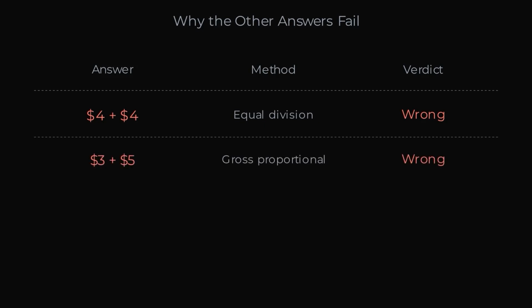3 plus 5. Gross proportional. Rewards total input, including fuel each person burned themselves. Both answers ask the wrong question. 1 plus 7. Net contribution. The only method that measures what each person actually gave away to the others. That is the answer. That is the principle.